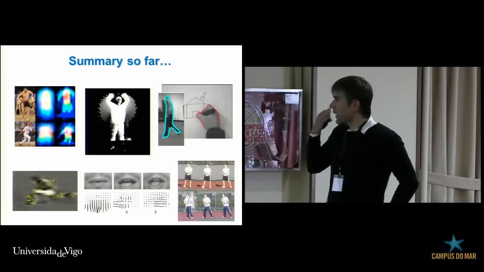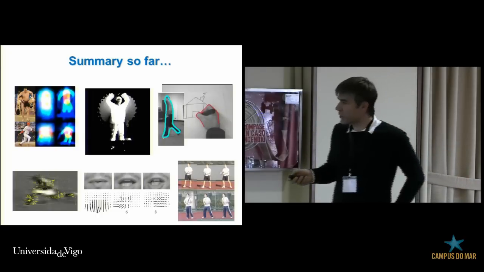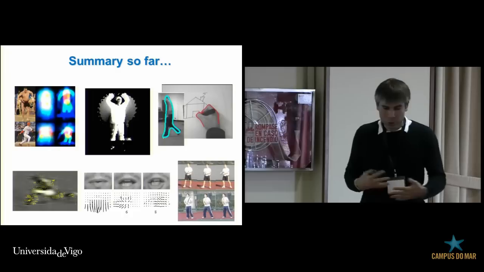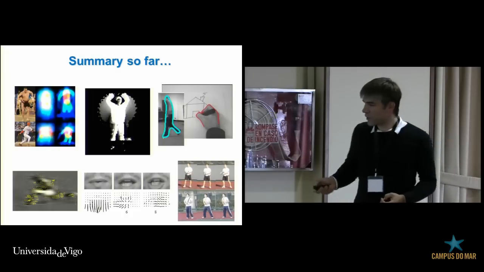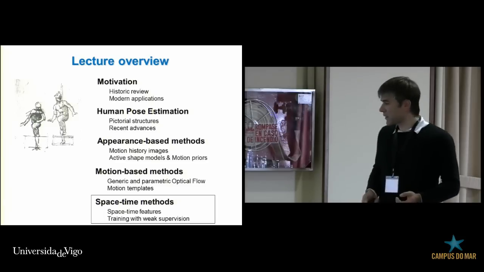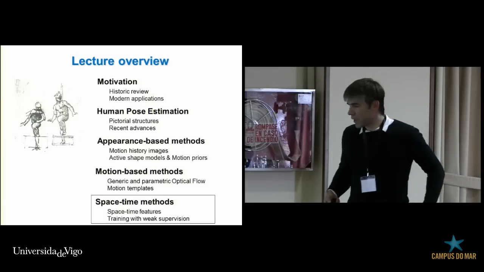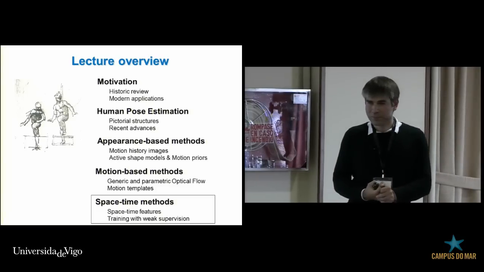Fine, so this is a summary of what we've seen so far. I've talked about pose estimation, some methods for shape and evolution of shapes over time, and motion-based methods for recognizing figures like this. In the next half of the lecture, I'm going to talk about space-time methods and go more to recent methods and more realistic data. Okay, thanks.